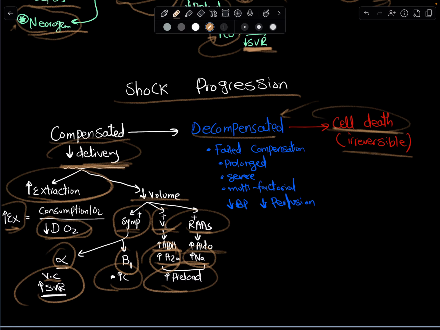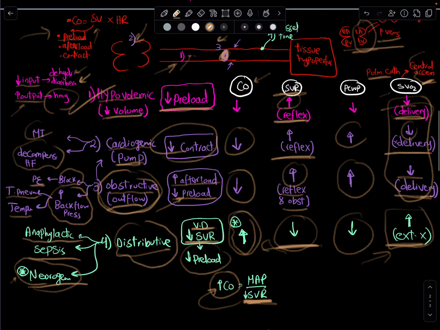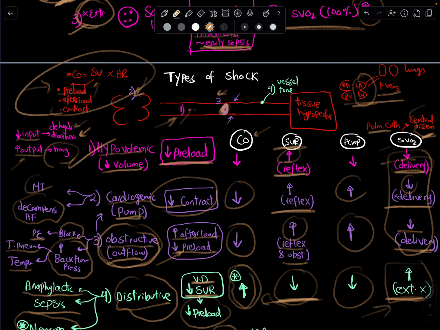So this is the compensation, right? Compensation in terms of the tone, and compensation in terms of the volume. You are trying to increase the volume and increase the tone. But also at the level of the pump, at the level of the heart, you are increasing the contractility and you are increasing the heart rate. And remember again, this equation: if you have a decrease in the cardiac output, you are trying to increase the heart rate and try to compensate.